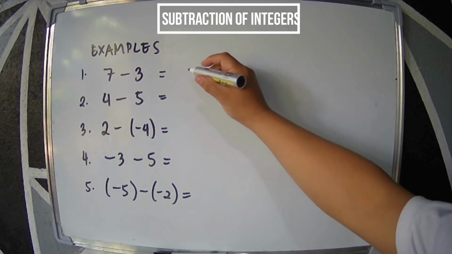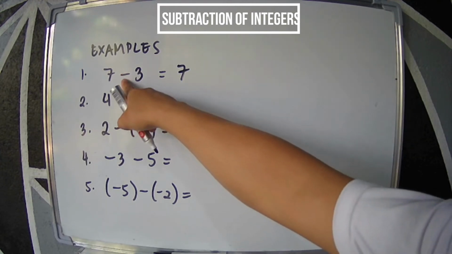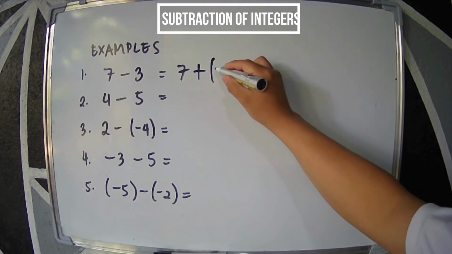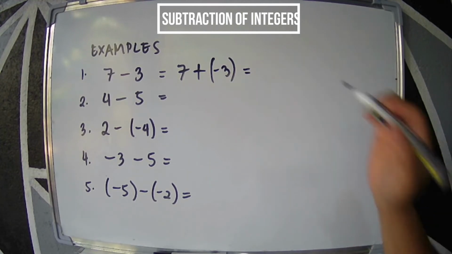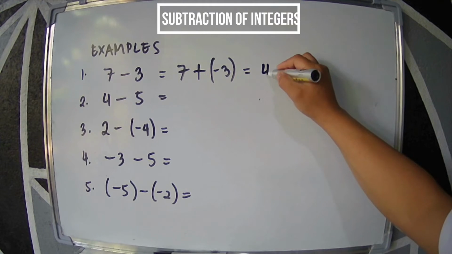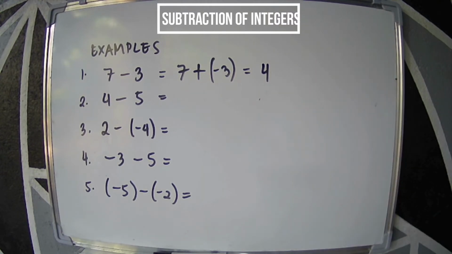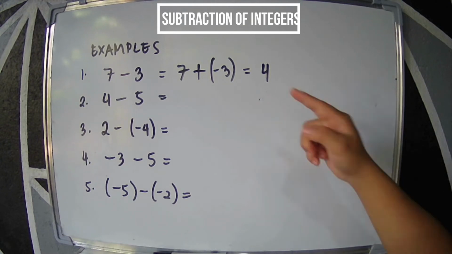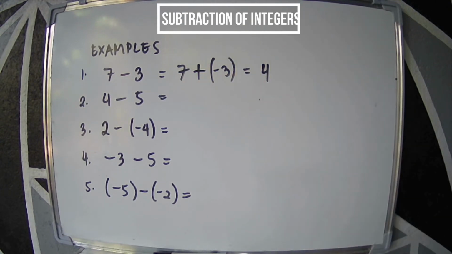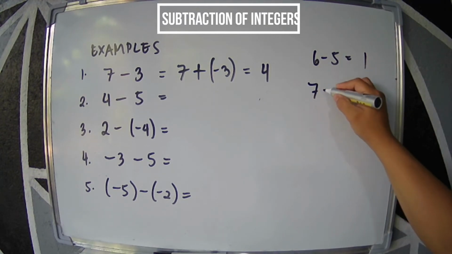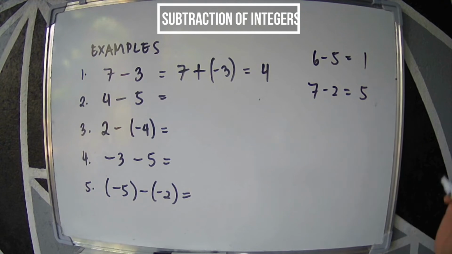Okay, let's keep the first number, 7, change minus to plus, and then get the opposite of the subtrahend, and that is negative 3. And then let's follow the addition rule in adding two numbers having different signs. 7 minus 3 is 4, and keep the sign of the larger number, that is positive. When you're subtracting a larger number by a smaller number, the answer is always positive. Even if you don't apply the rule, it's just like 6 minus 5, so that is 1. 7 minus 2, that is 5, and so on and so forth.